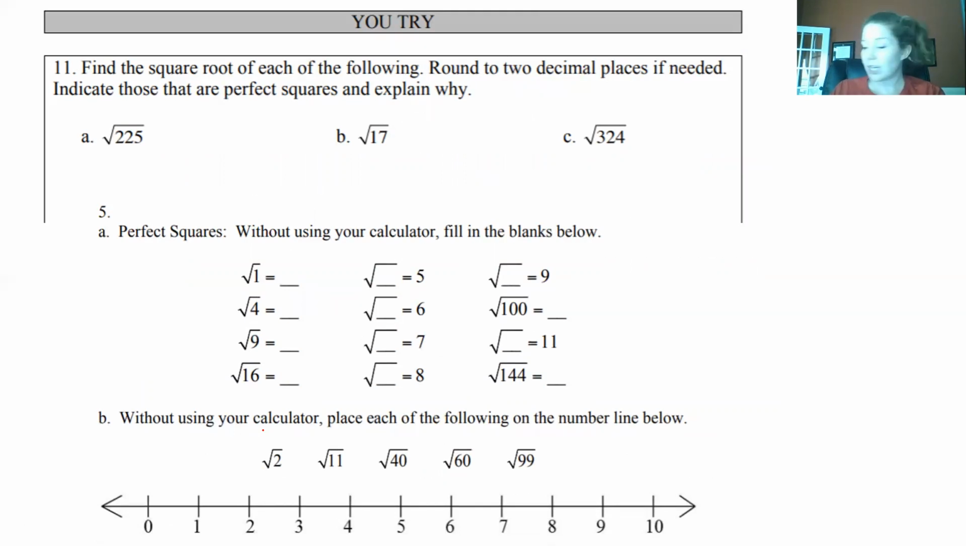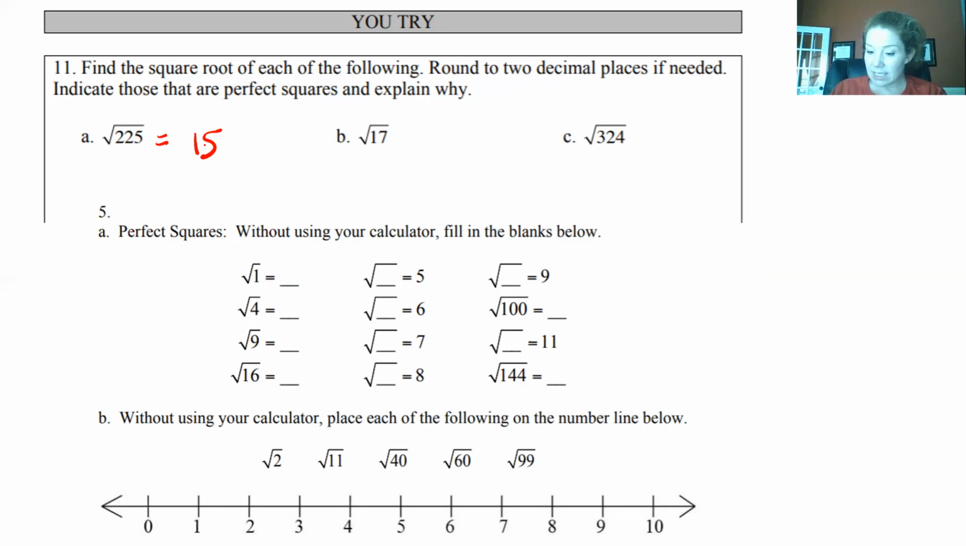Pause it, come back, and let's check our answers. All right, so the square root of 225, that's a perfect square. So the square root of 225 is 15. The square root of 17, whoops, I turned my calculator off.